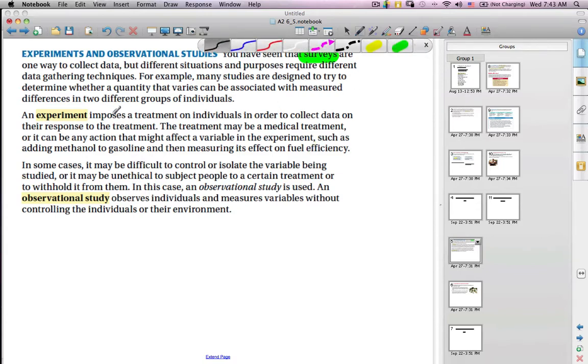Okay, so an experiment imposes a treatment on individuals in order to collect data on their response to the treatment. So this could be a medical treatment.